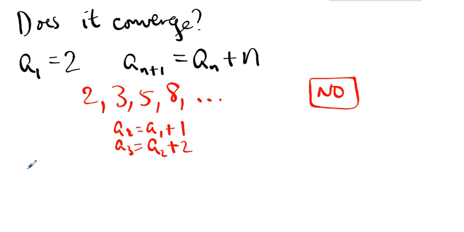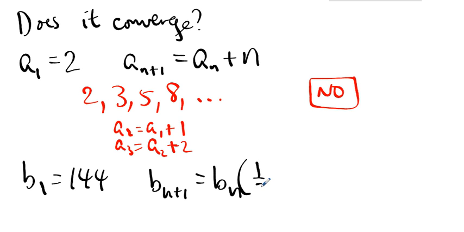Sorry. But you take a moment and see if this sequence converges. The sequence where the first term is 144, and then the next term is the previous term times a half. You see if this sequence converges. You can think about that for as long as you want.